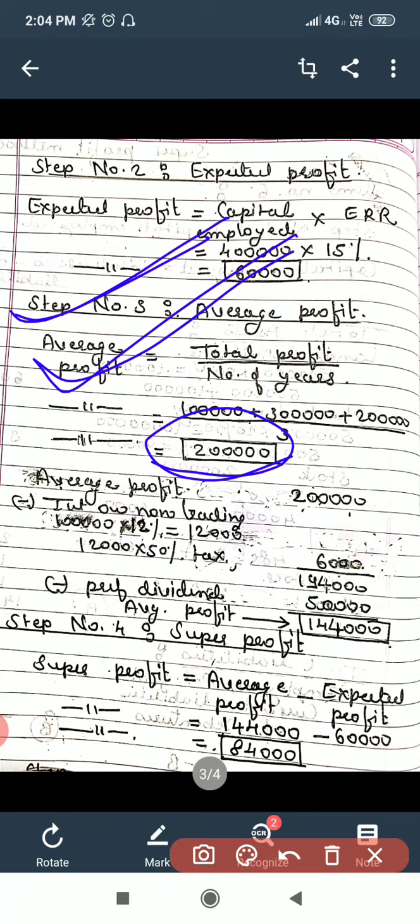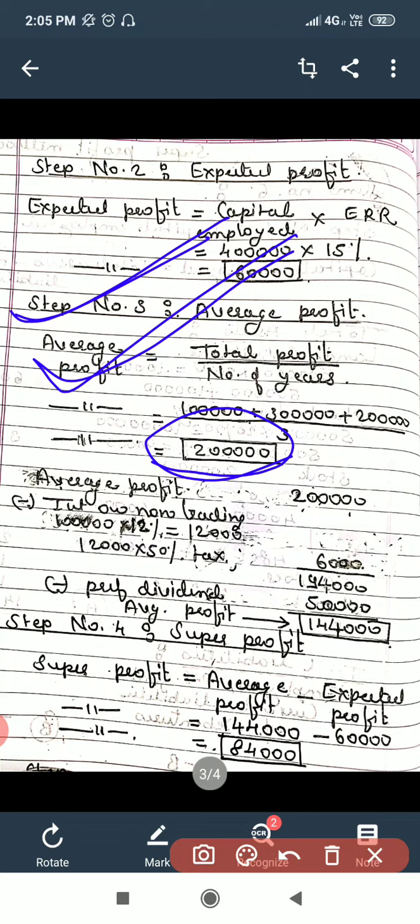Now, even if no information has been provided in the sum, we have to keep in mind the 3 things before we could finalize our average profit. Yeah, you must be remembering that. Number 1 is interest on non-trading investment. Number 2, that is provision for taxation, and number 3, that is preference dividend. Now for the first time, we have been provided the profit after tax, and this is the thing which you have to keep in mind constantly for the further calculation.